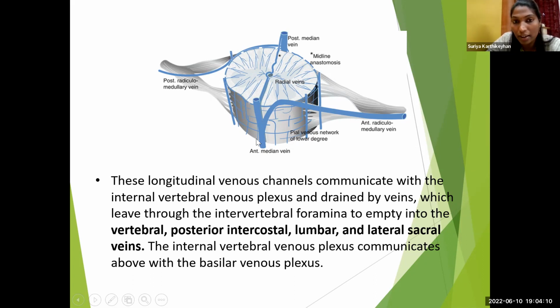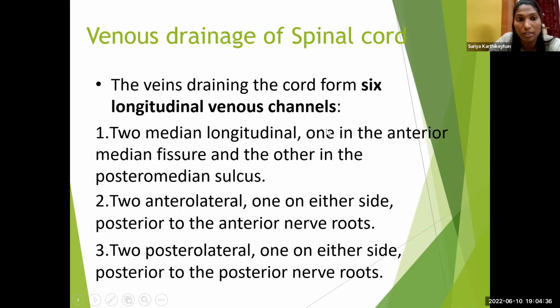The anteromedian channels run along the anterior median fissure and the posterior median fissure: the anterior median vein and posterior median vein. The anterolateral channels run posterior to the anterior nerve roots, that is, the ventral roots. And the posterolateral channels run posterior to the posterior nerve roots. So two median longitudinal channels, one in the anterior median fissure, another in the posterior median sulcus. Two anterolateral channels, one on either side, posterior to the anterior nerve roots. Two posterolateral channels, one on either side, posterior to the posterior nerve roots.